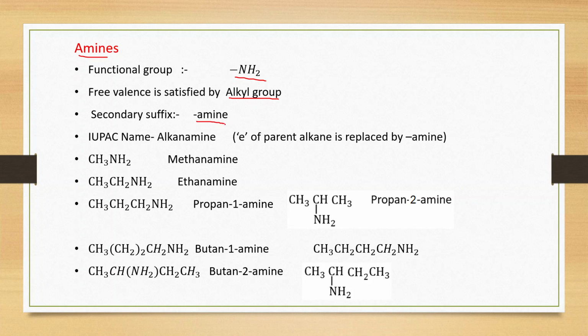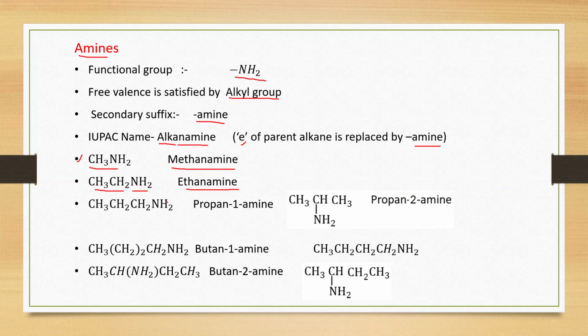Secondary suffix is amine, alkanamine. The e of the parent alkane is replaced by amine. So first member is CH3NH2, methanamine. This is CH3CH2NH2, this is ethanamine. Now, if 3 or more carbon atoms are present, then NH2 may be present at a different position.